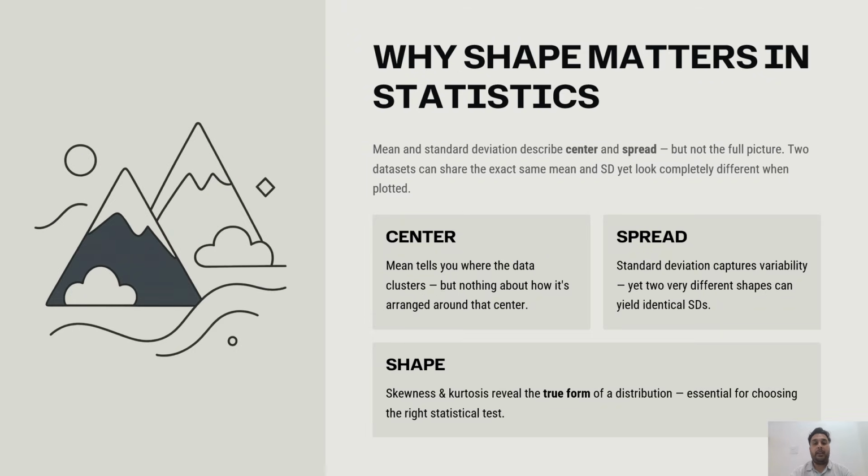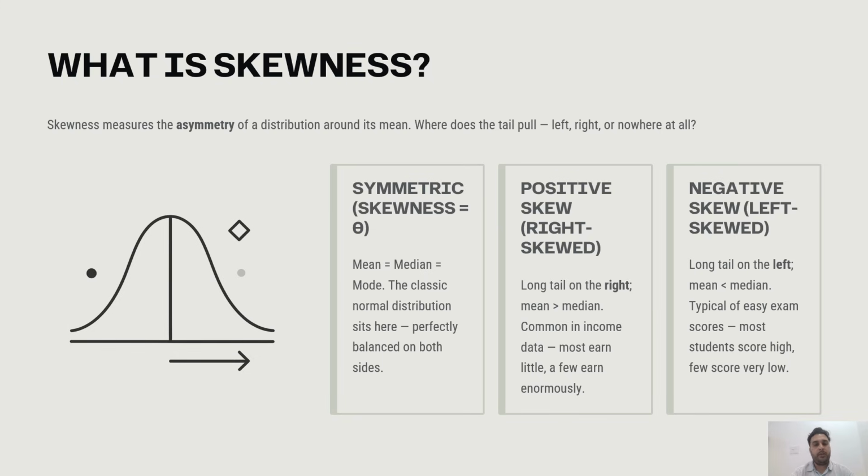So the shape of data matters in statistics, because mean and standard deviation describe center and spread, but not the complete picture. Two data sets, same mean and standard deviation, but yet they look completely different. In order to understand the shape of data, that's why we are talking about skewness and kurtosis, that will reveal the true form of the distribution. So let's begin with skewness.